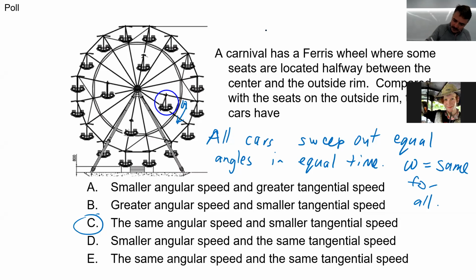So the answer is that v is equal to omega times r, where r is the distance from the axis. It gets bigger and bigger as you get farther away. So a pretty simple equation, really.